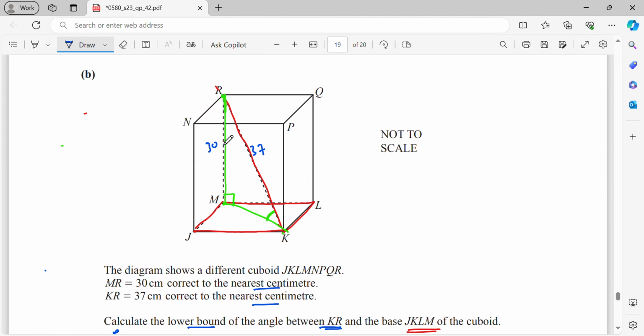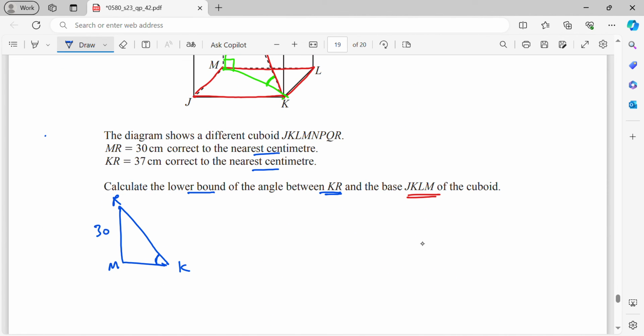Right, and RM is 30, KR is 37. So now you need to find out what is this lower bound. Okay, so for your information, because the MR 30 is not the actual value, right? So I shouldn't write 37 and 30. That is the rounded off value. So now my MR, it is 30 centimeters. That means right here, I write 30 centimeters. Then KR is 37 centimeters, but both rounded off to nearest centimeters.